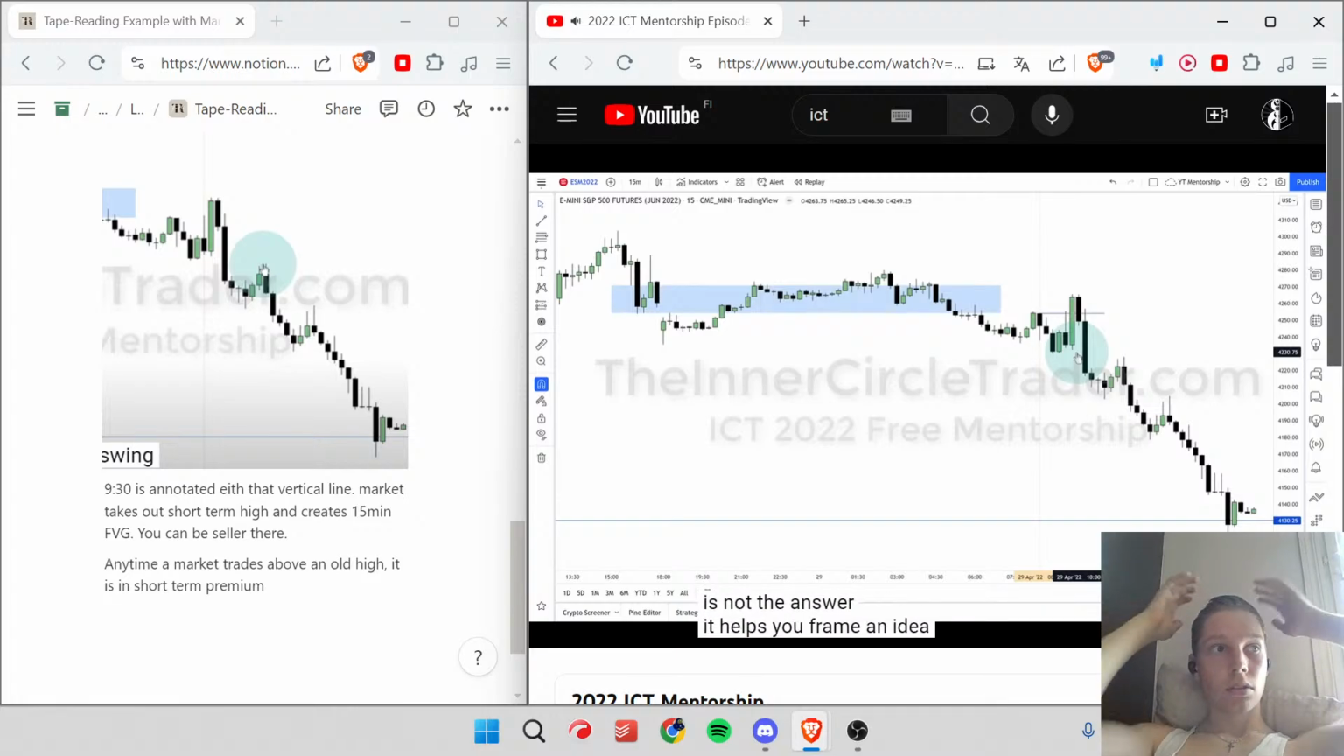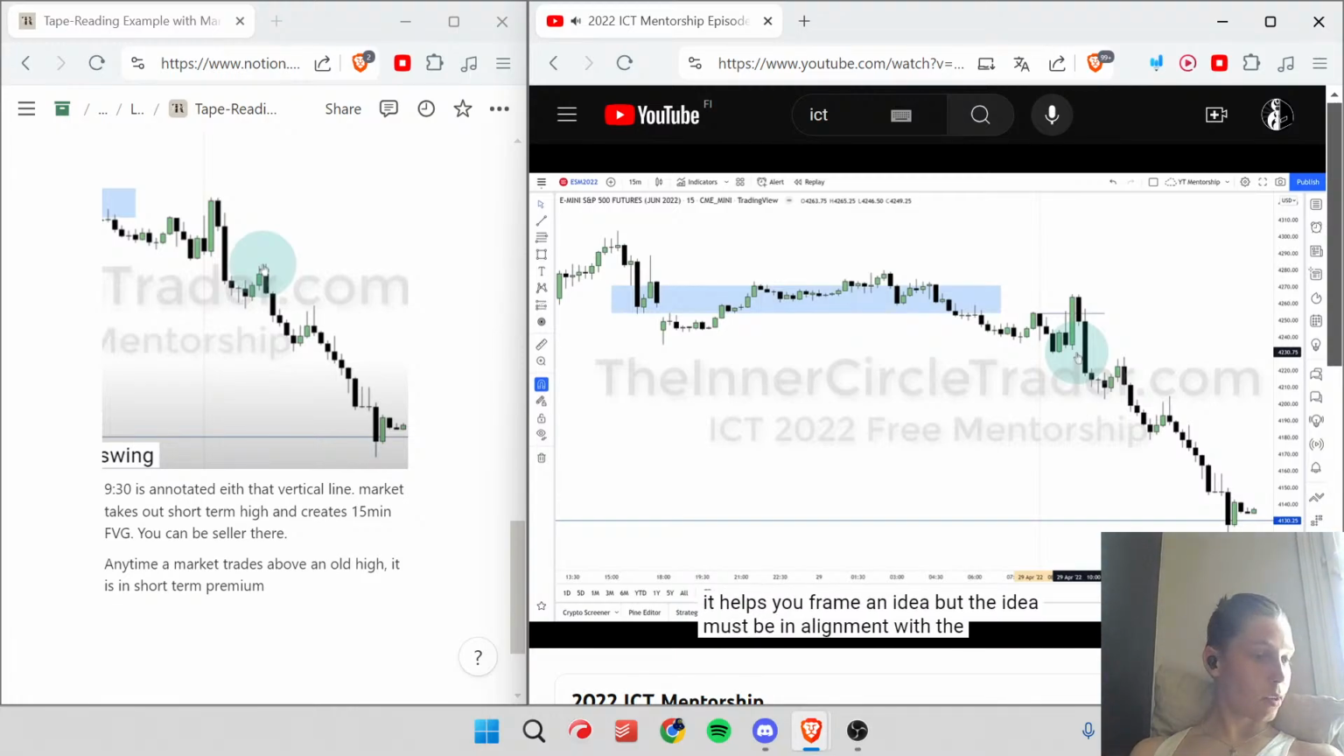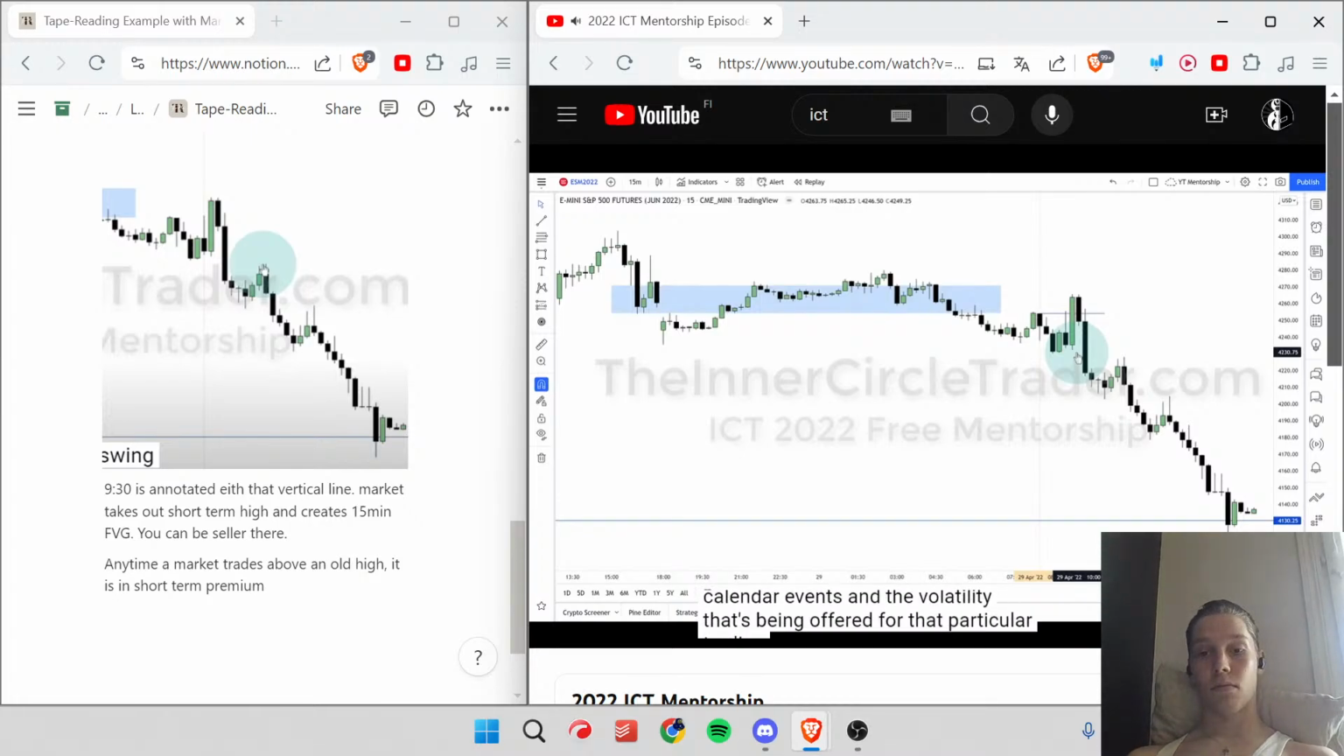But if you understand the narrative within market structure, it helps you frame an idea, but the idea must be in alignment with the present narrative. Narrative is why should the market go where you think it's going to go on that particular day, based on the climate, the economic calendar events, and the volatility that's being offered for that particular trading session or day.